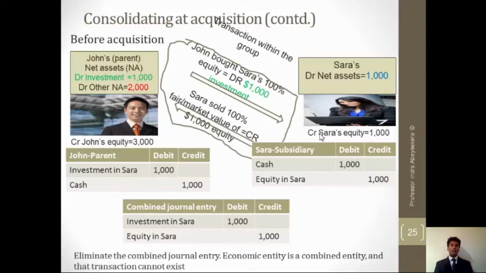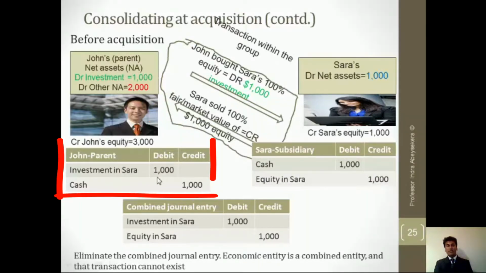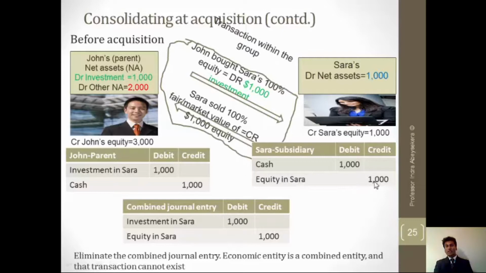If I put it in a graphical way here, John bought Sarah's equity, 1,000. Sarah sold her equity for 1,000. So John recorded credit cash, debit investment in Sarah, in John's company. Sarah's company recorded equity in Sarah that was sold and cash received, 1,000.